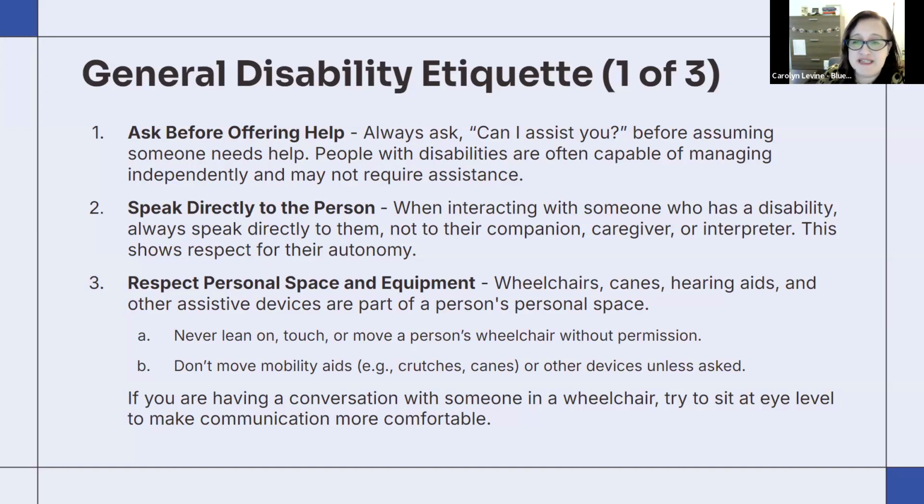Respecting personal space and equipment. So things like wheelchairs, canes, hearing aids, other assistive devices, think about those as an extension of the person as well. So don't lean on wheelchairs or touch them without permission. Don't move mobility aids or devices unless you are asked to, of course. And if you're having a conversation with someone in a wheelchair, try to sit at eye level to make communication more comfortable. I think that's just good interpersonal communication skills.